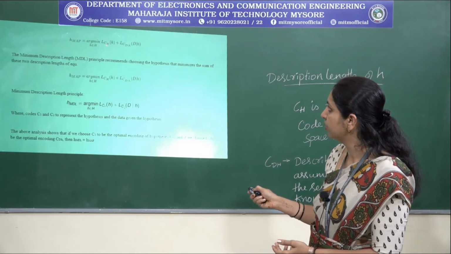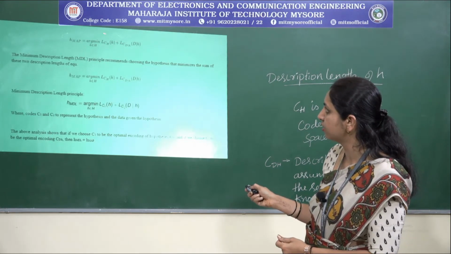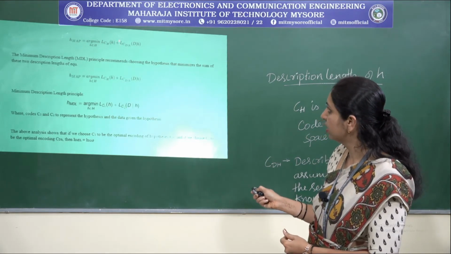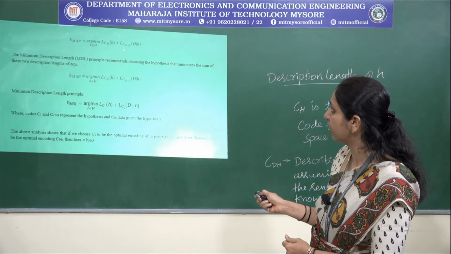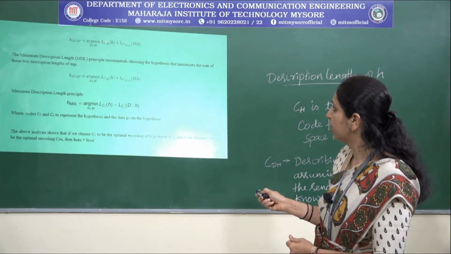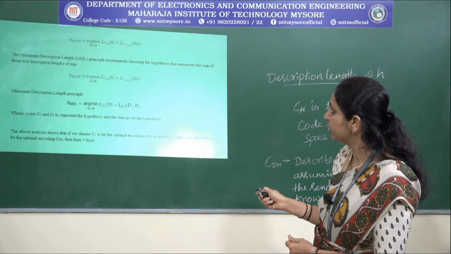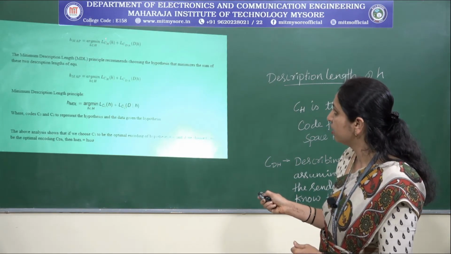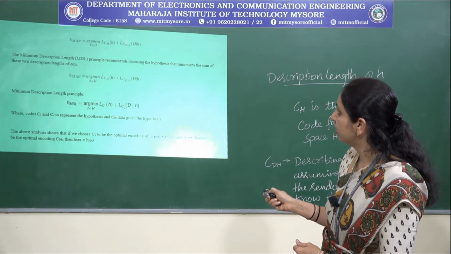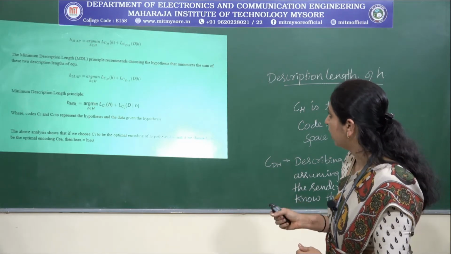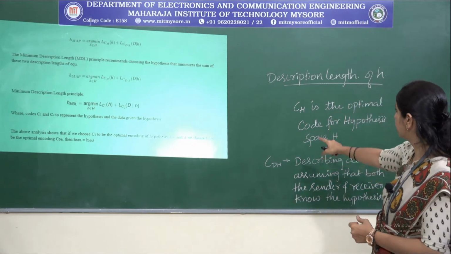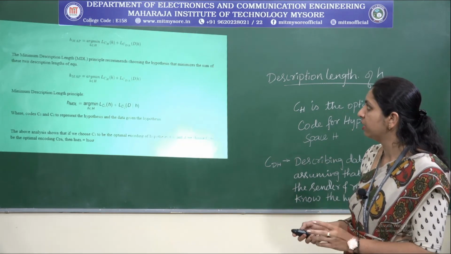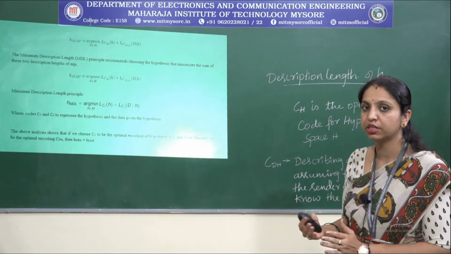So there is a difference between these two description lengths. The first description length is for hypothesis H, and the next description length is for the data given H. So we have C_H and C_{D|H}, and as you can see here, C_H is the optimal code for hypothesis space H. Okay, so C_H is considered as the code.